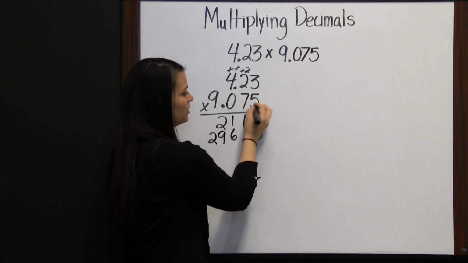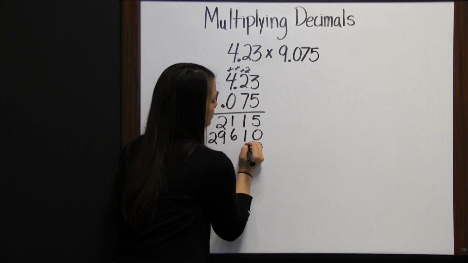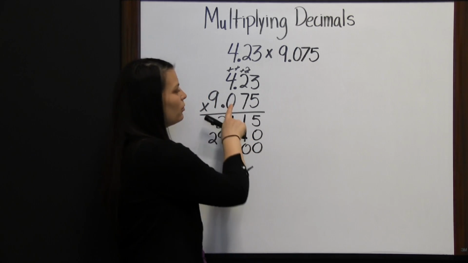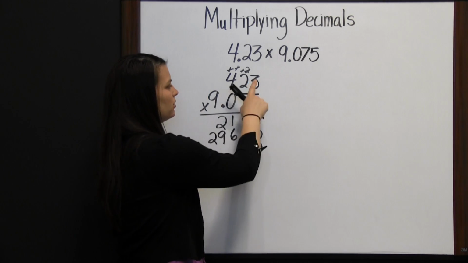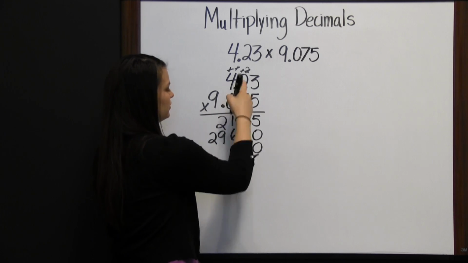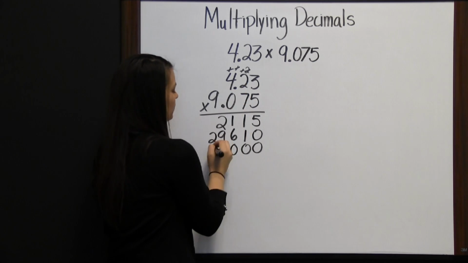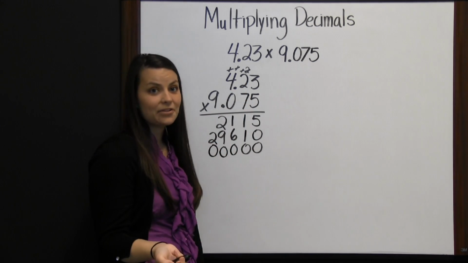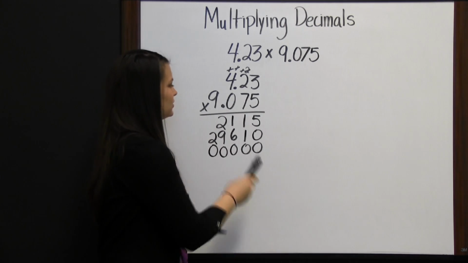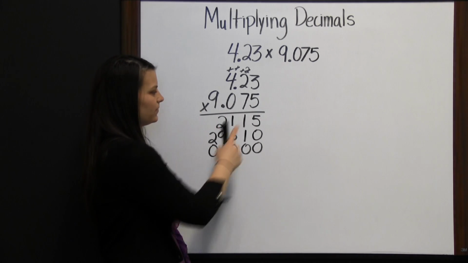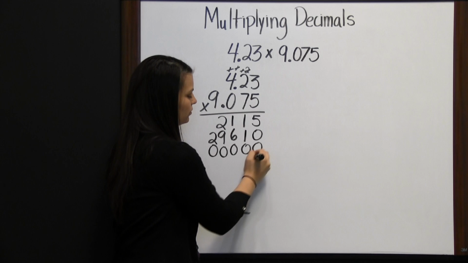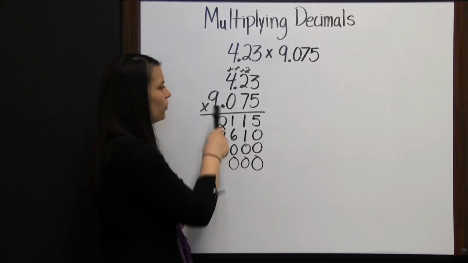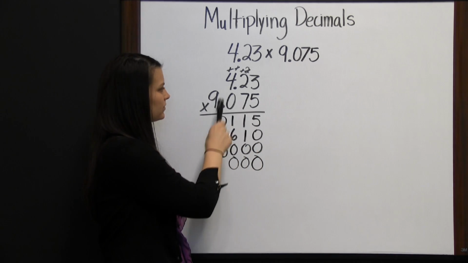Then we need 2 zeros for placeholders. And when we multiply times 0, 0 times 3 is 0, 0 times 2 is 0, and 0 times 4 is 0. We just get a line of zeros. So moving on to our last digit, now we need 3 zero placeholders before we multiply times 9.